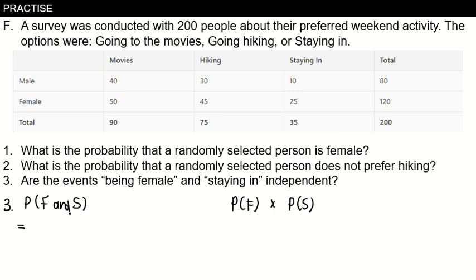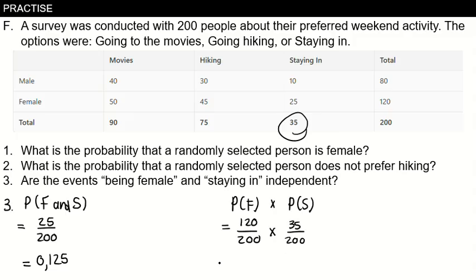So the probability of being female and staying in, the females that like to stay in, is 25 over 200. Let's take it to decimal form to take a close look at that fraction. In decimal form, it is 0.125. Now, the probability of being female times the probability of staying in. The females is again 120 over 200. And we multiply this with the probability of staying in, which is 35 over 200. Let's calculate it.